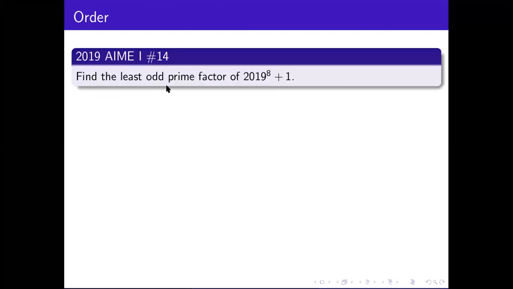So let's move on with our first example. This is from last year's AMC. Find the least odd prime factor of 2019 to the 8 plus 1. I'll give you a few moments, and feel free to type any ideas in the chat. It looks like a lot of people already have ideas in the chat, so let's just get started immediately.